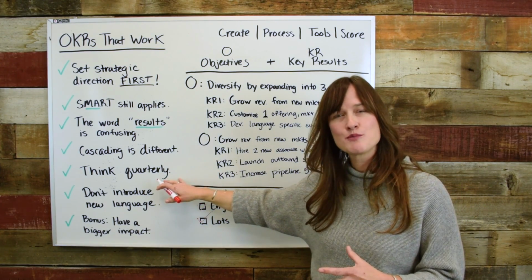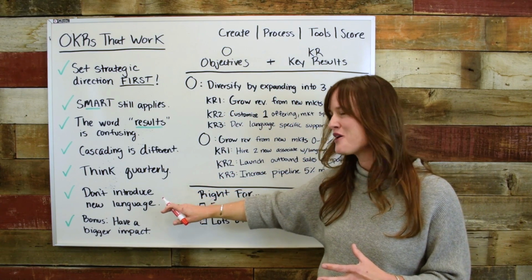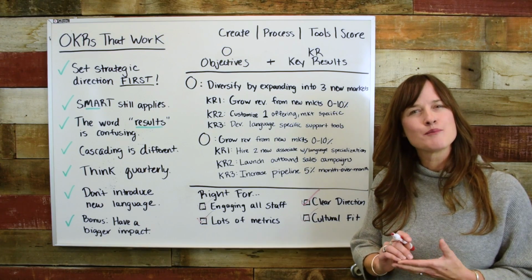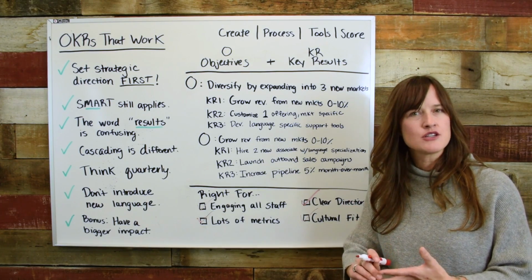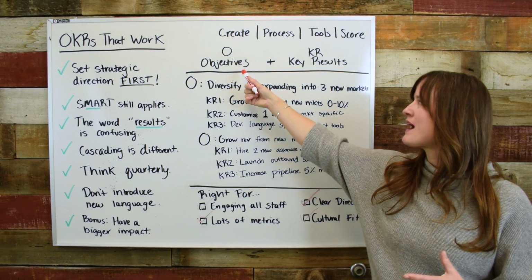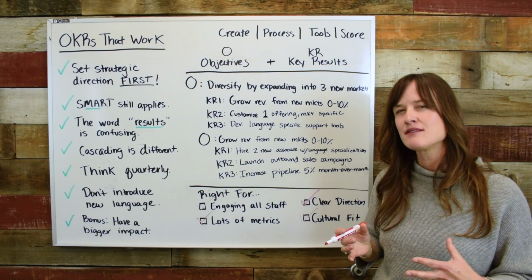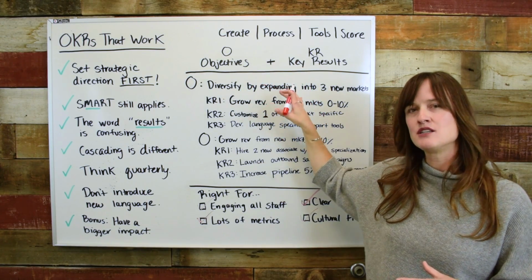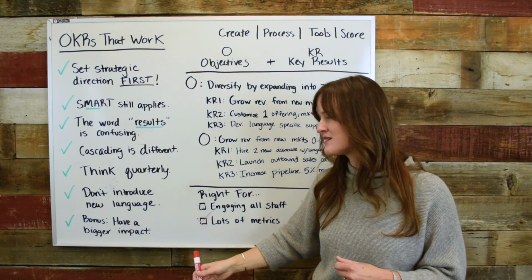Thinking quarterly, we spoke about that already. We'll talk about that in the process whiteboard video. Don't introduce new language. If you have strong planning language in your organization today, maybe it's goals, initiative, action items, KPIs, that sort of thing. There's no magic in these words. There's just some ideas in here that make the planning work a little bit better. So suspend the need to adopt the word specifically if you already have really strong language in your organization.